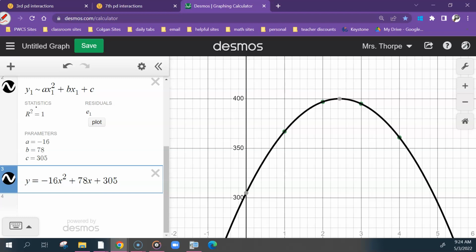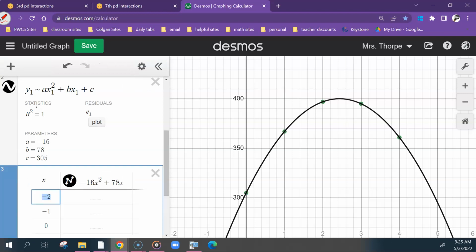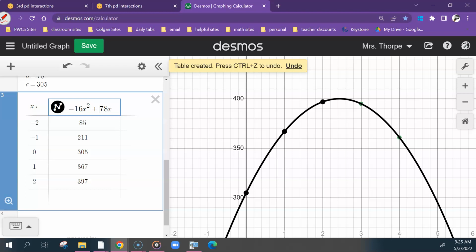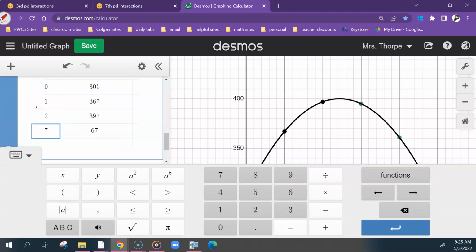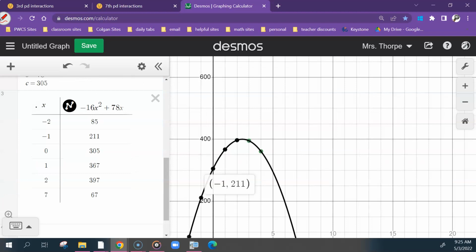And you're going to go into your gear wheel and make this a table. We need our x value to be 7, so in this table, you're going to put in 7. And it will give you that answer of 67. It'll also plot that point wherever that is.